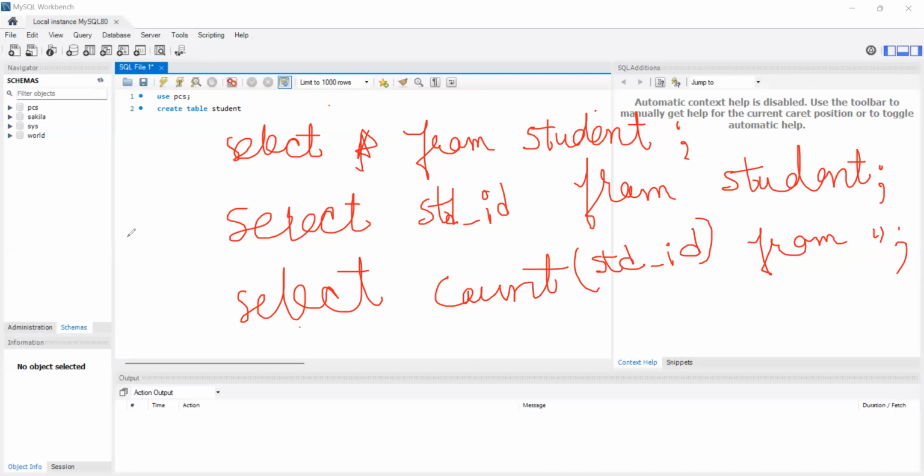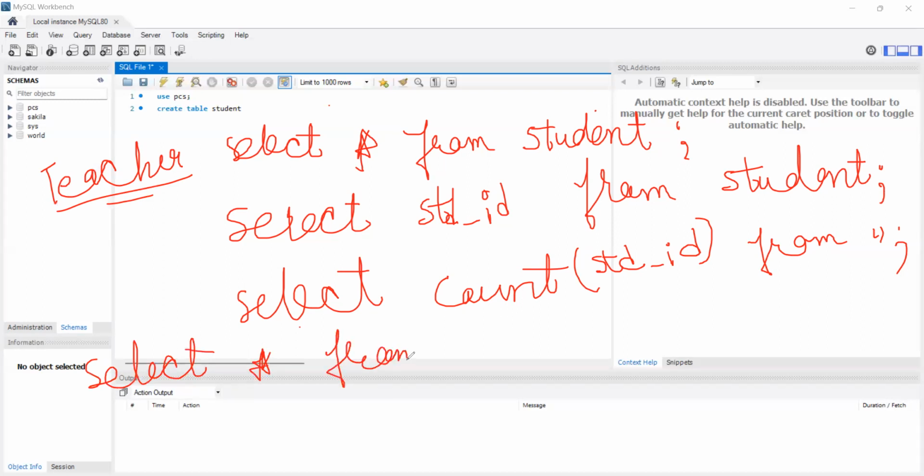Okay, what will be the table name? There is another table, teacher, and this is the table student. There is another table, teacher. First we have to do select star from teacher. Okay, fetching the table.